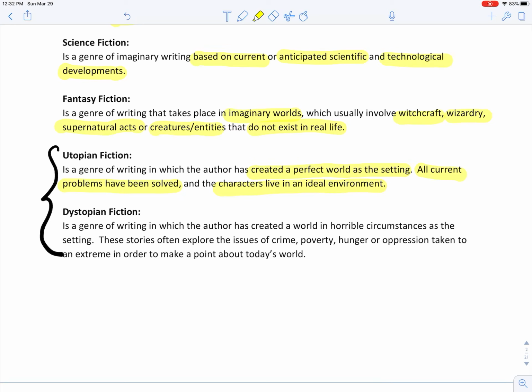And then as the characters evolve and grow and learn and dig a little deeper, they discover they're actually living in a dystopian story, a world where there are horrible circumstances going on, and there are issues of crime and poverty and hunger and oppression that are existing. So if you've read The Hunger Games, Divergent, the Ugly series, as I said, the Giver series, all of these are that wonderful blend of utopian and dystopian fiction, both of which are designed to make a point about the reality we live in today.